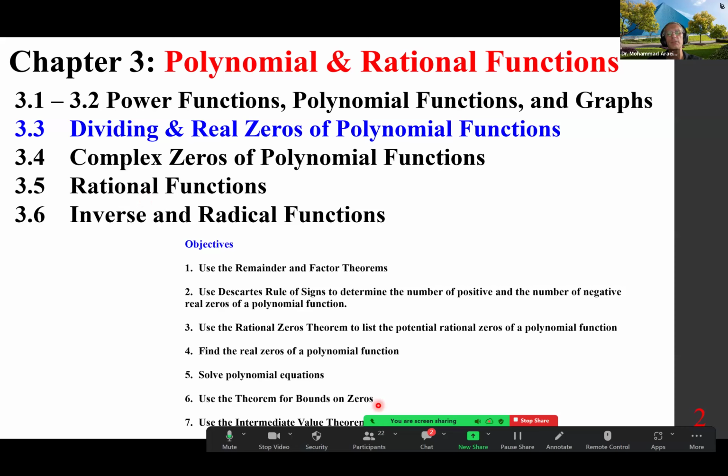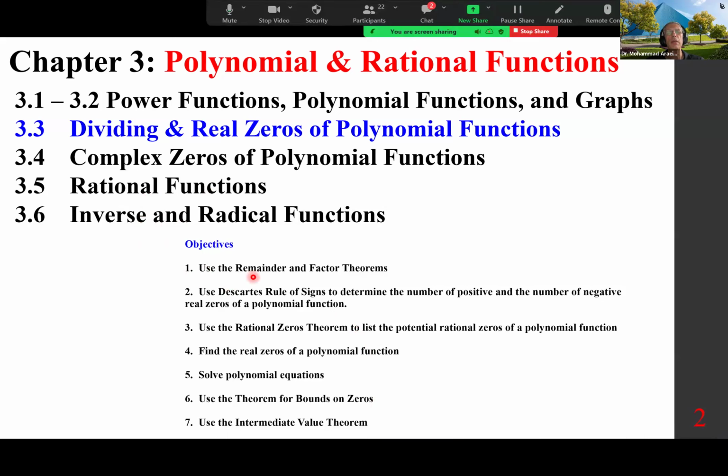The objectives are: use the remainder and factor theorem, use Descartes' rule of signs to determine the number of positive and negative real zeros of a polynomial function, use the rational zeros theorem to list the potential rational zeros of polynomial functions, find the real zeros of a polynomial function, solve polynomial equations, use the theorem on bounds on zeros, and use the intermediate value theorem.